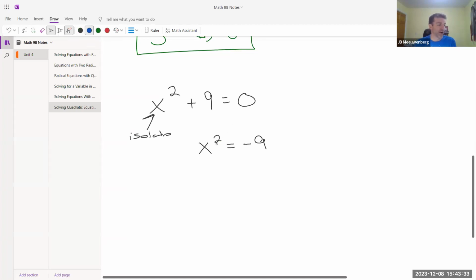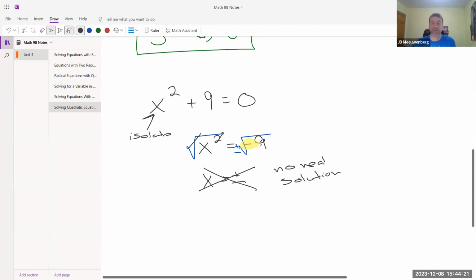We would then try to clear off this exponent by taking the square root of both sides. And we would put a little plus and minus in front of that. We would take the square root of x squared, canceling the exponent, leaving us with x equals plus and minus what? Uh-oh. We have run into a case where we took the square root of a negative number, and you can't take the square root of a negative number and get a real number solution. We're not dealing with imaginary numbers right now. So we say that there is no real number solution, no real solution for this case.